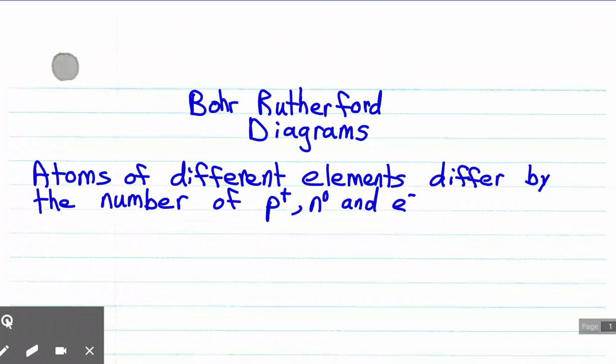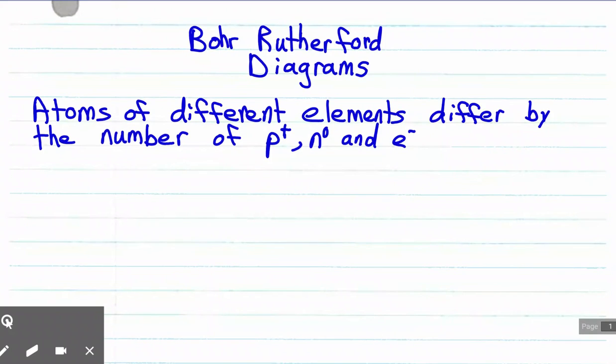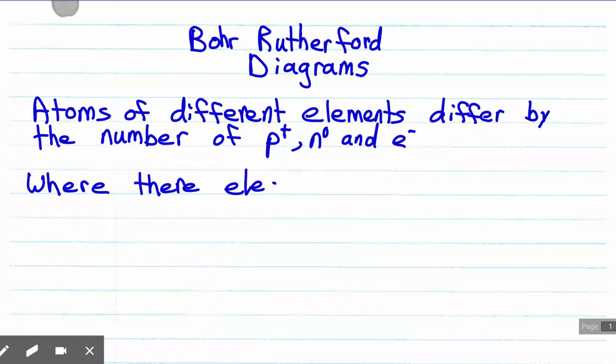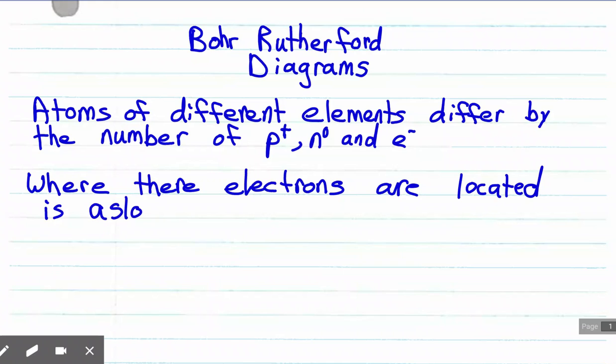So what we know is that atoms of different elements differ by the number of protons, neutrons, and electrons. And you already know how to calculate the number of these subatomic particles in each type of atom by using information from the periodic table. What we're going to talk about today is that atoms also differ by where the electrons are found. So where their electrons are located is also different for all types of atoms. That is not how you spell also.